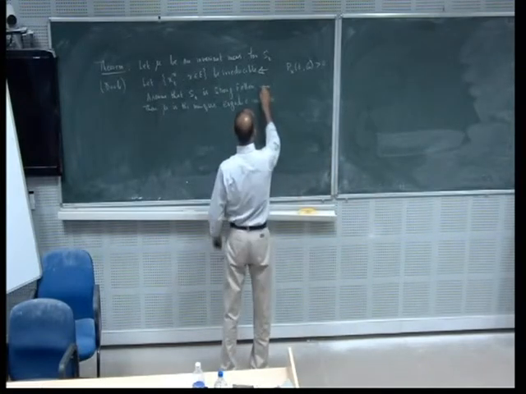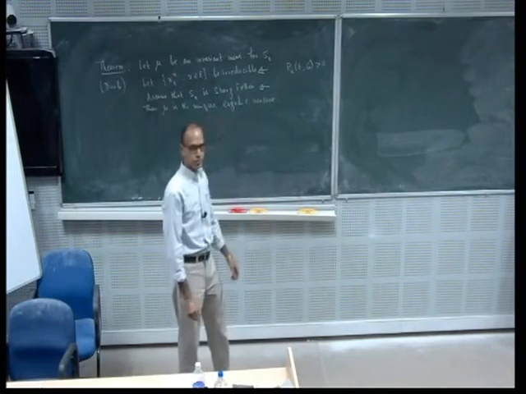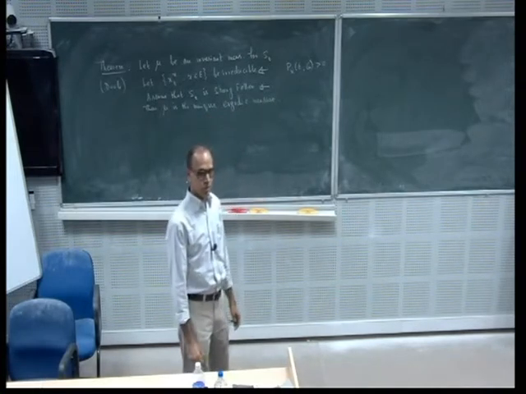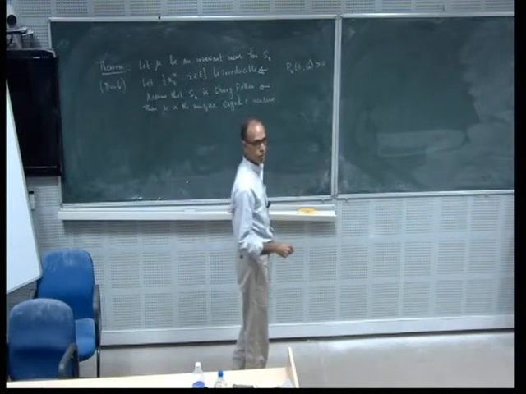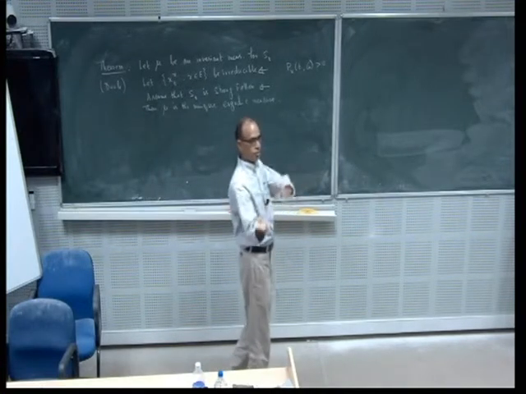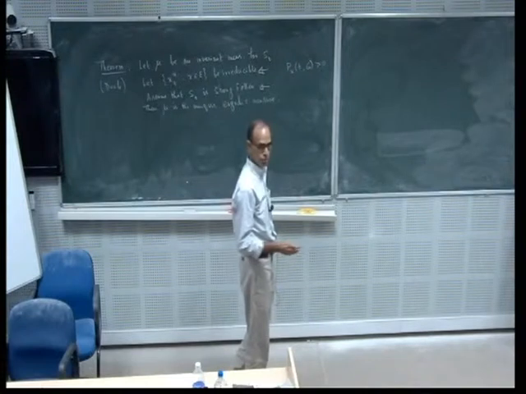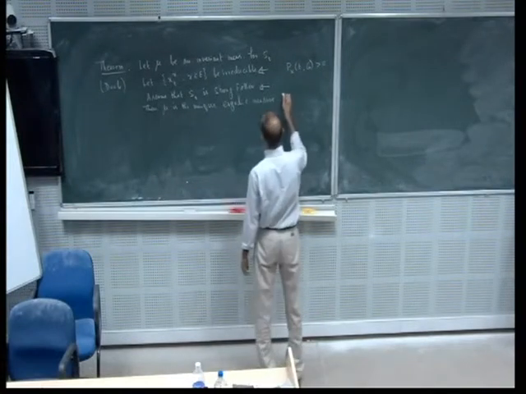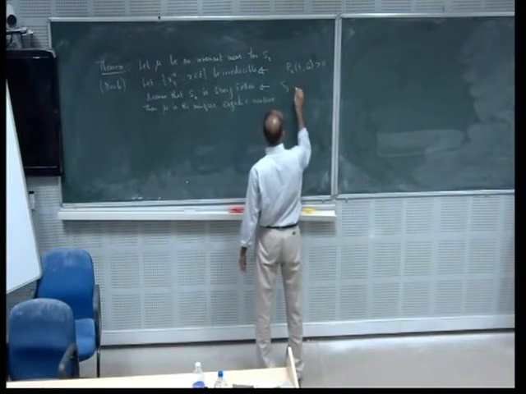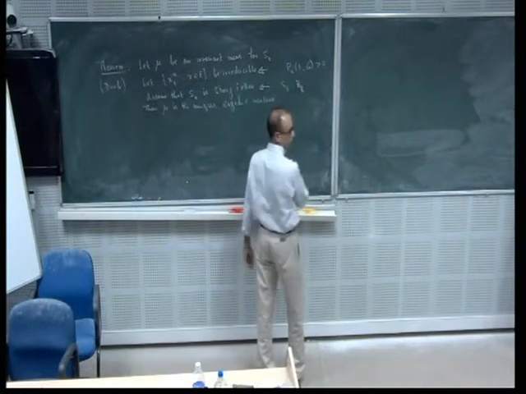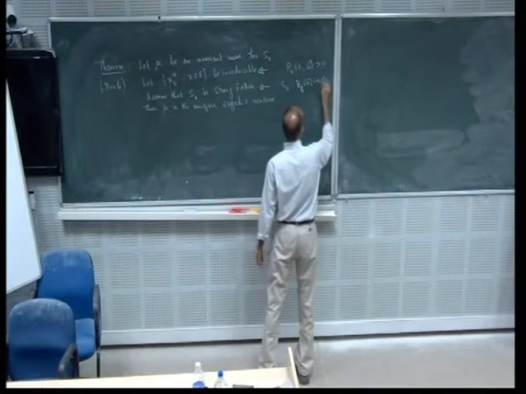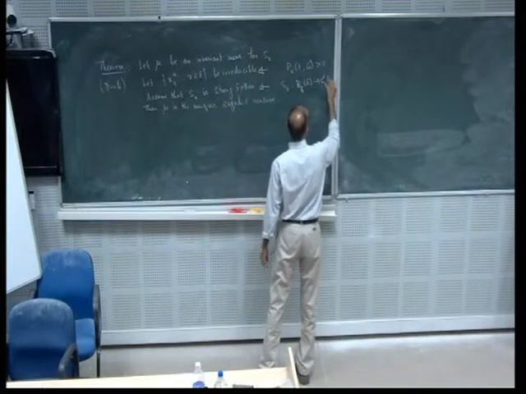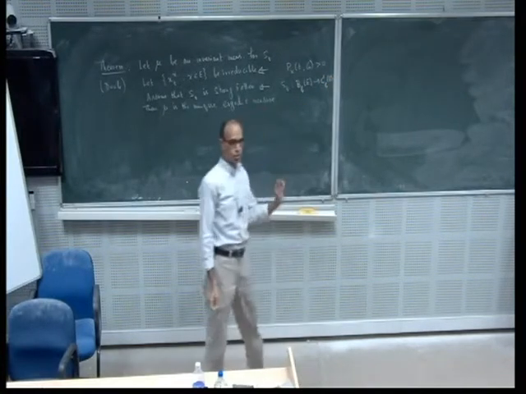What is Strong-Feller? Bounded Borel measurable functions are mapped to continuous bounded functions. It transforms bounded Borel to continuous bounded functions. So that means S sub t, if you operate it on B sub b of E, it goes to C sub b of E. That means it smooths it out, right?